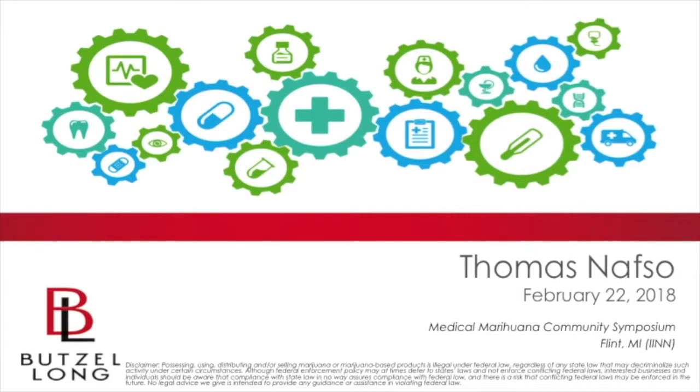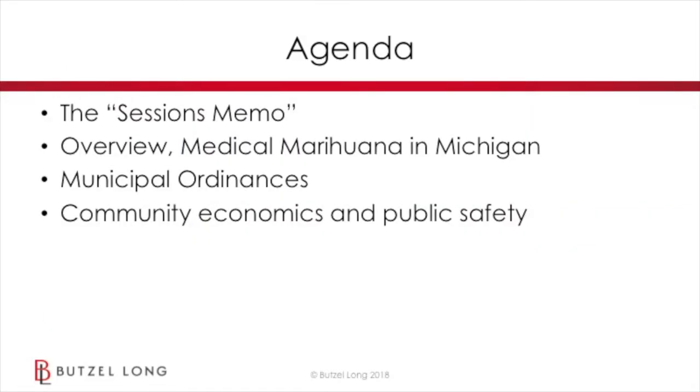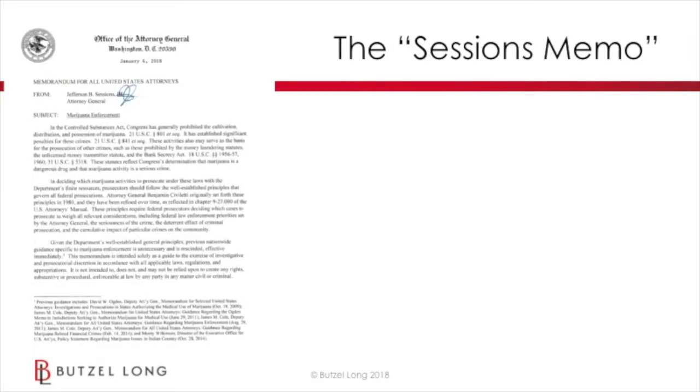Let's dive into the law here. We're going to address a few things in my short time with you this evening. We'll look at some federal issues that have arisen, look at the current status of medical marijuana in Michigan, and ask ourselves what this looks like on a local level. We'll talk about ordinances, what they look like in certain places, and also talk about community and public safety. First thing we want to look at here is the Sessions memo.